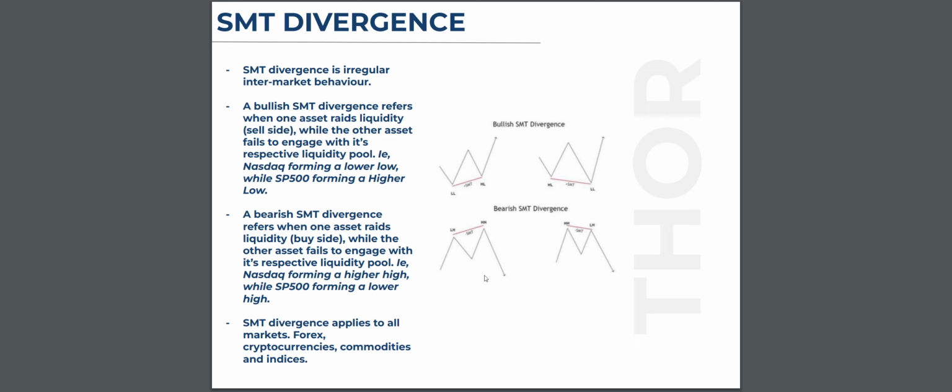And on the flip side, if you are watching a bearish SMT divergence, that means you're watching the highs, which means NASDAQ, for example, is making a higher high, whereas ES is making a lower high at the same time, which means the assets intermarket is diverging. It indicates a bearishness in the marketplace, right? And also this divergence applies to all markets: forex, cryptocurrencies, commodities, and indices.